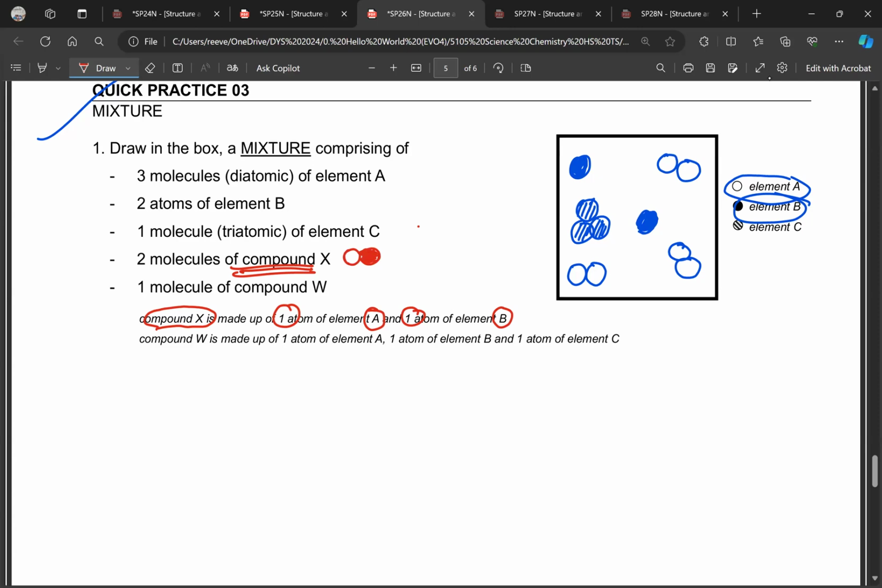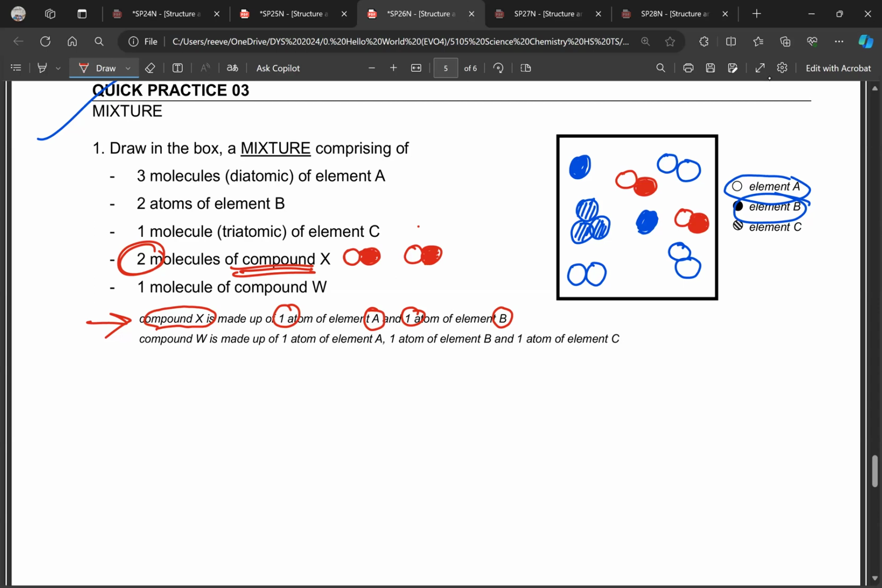So it's X. Correct or not? I mean, you read here. Compound X is made of one A and one B chemically combined. That's the definition of compound. So I combine them. And I need 2 sets. So you go and draw 2 sets. 1, 2.